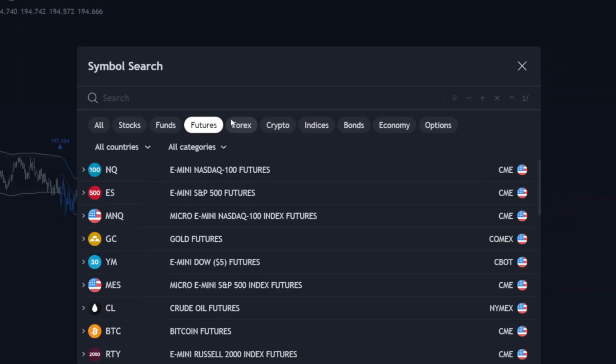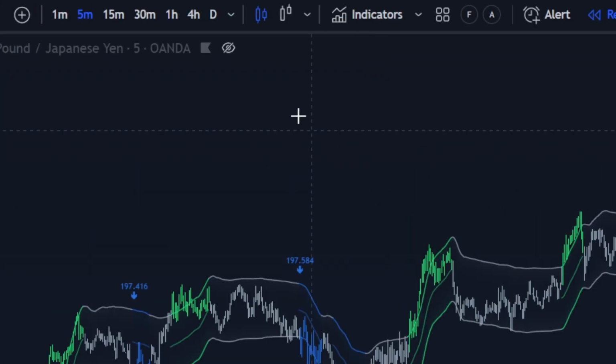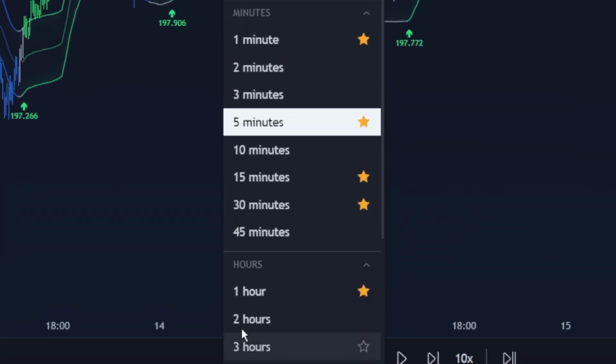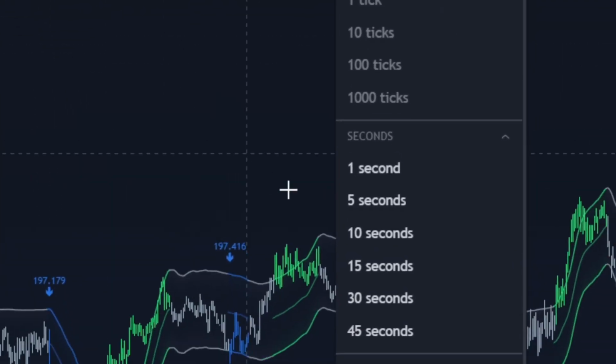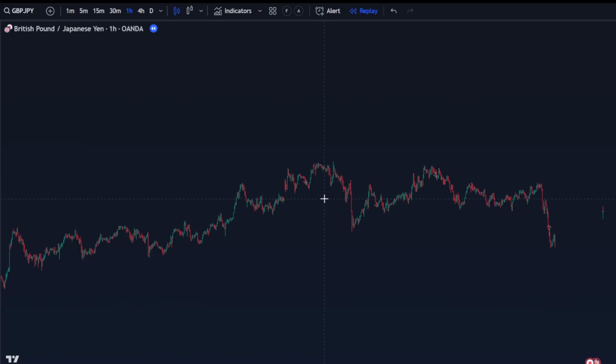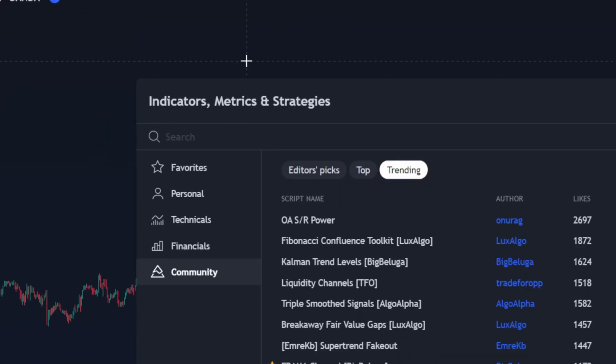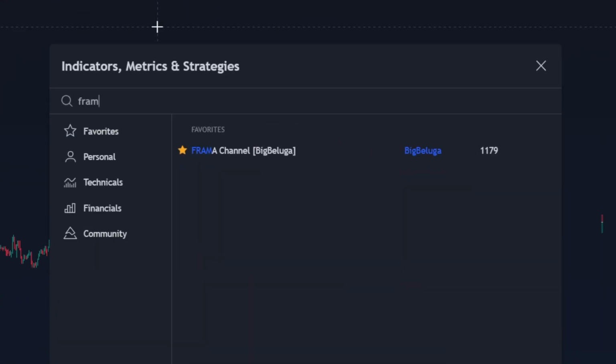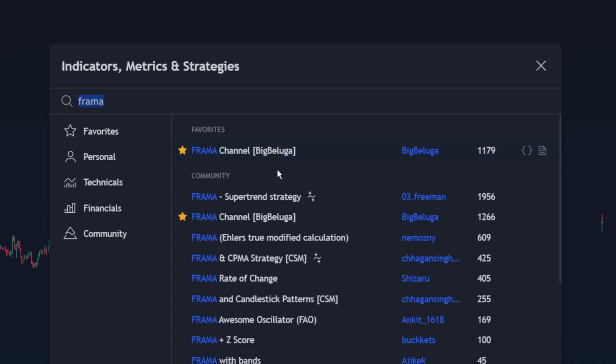Let's get started. Go to TradingView and open any trading market that you like, in any time frame. I'll be using the price of GBPJPY on the 1 hour time frame. Next, go to the Indicators tab and search FRAMA channel. It's going to be this one, by Big Beluga.